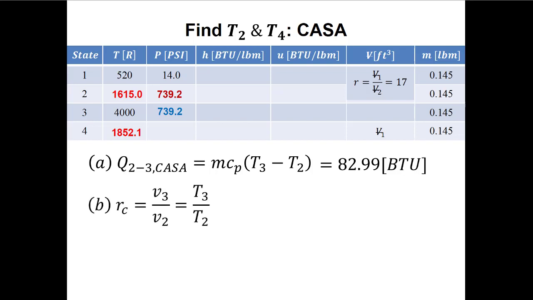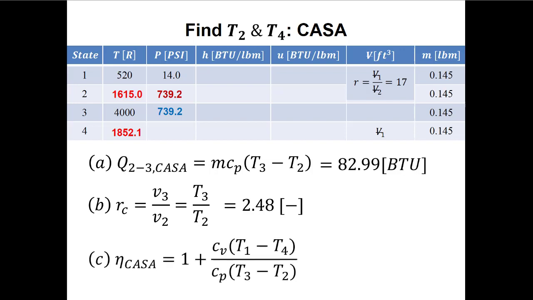The answer to part B, what's the cutoff ratio? That's V3 over V2. But I found from the ideal gas law, and remembering that the pressure is constant as I move from state 2 to state 3, that this is the same as T3 divided by T2. And I got that the cutoff ratio was just about 2.5. My thermal efficiency, I haven't calculated yet, but I know cp, I know cv, and I know all of these temperatures. So when I put all this information into my calculator, I get a thermal efficiency of 60%, or 0.6.